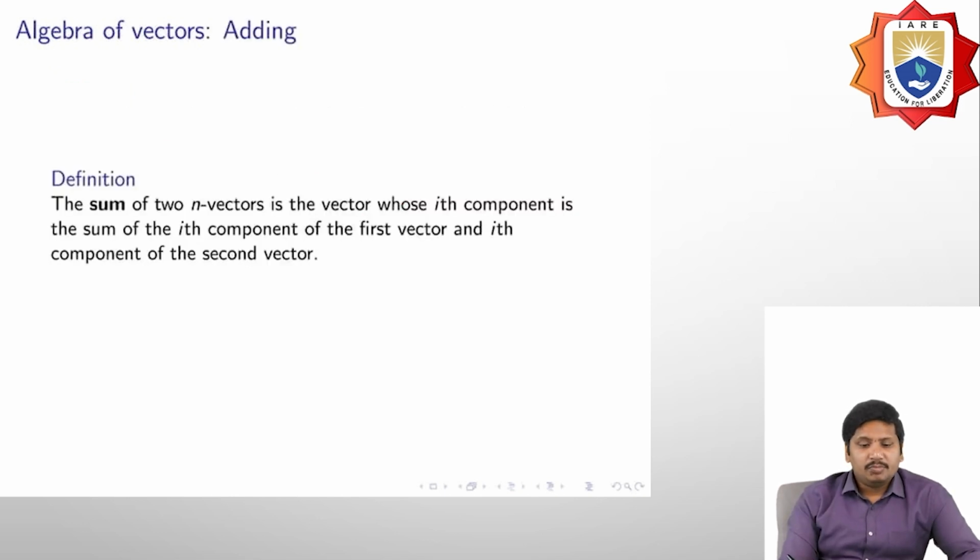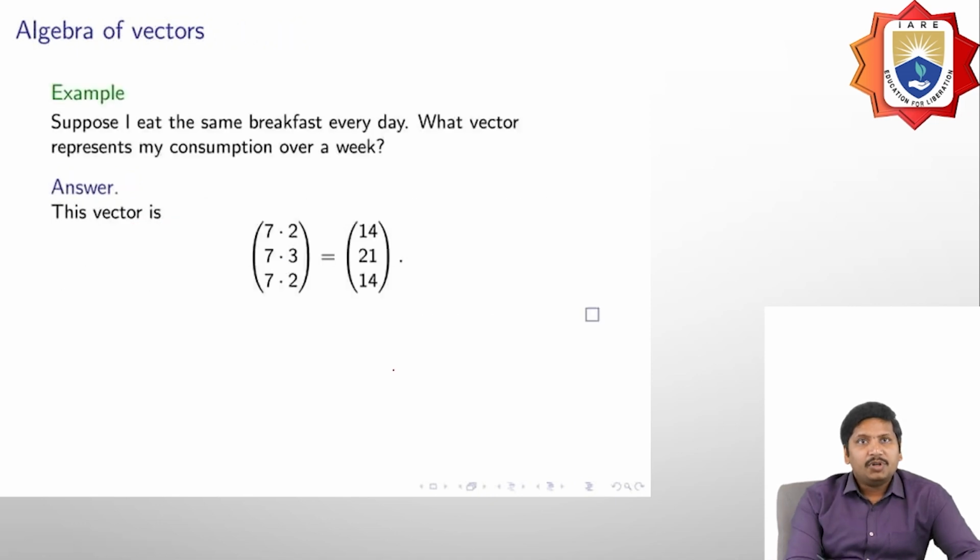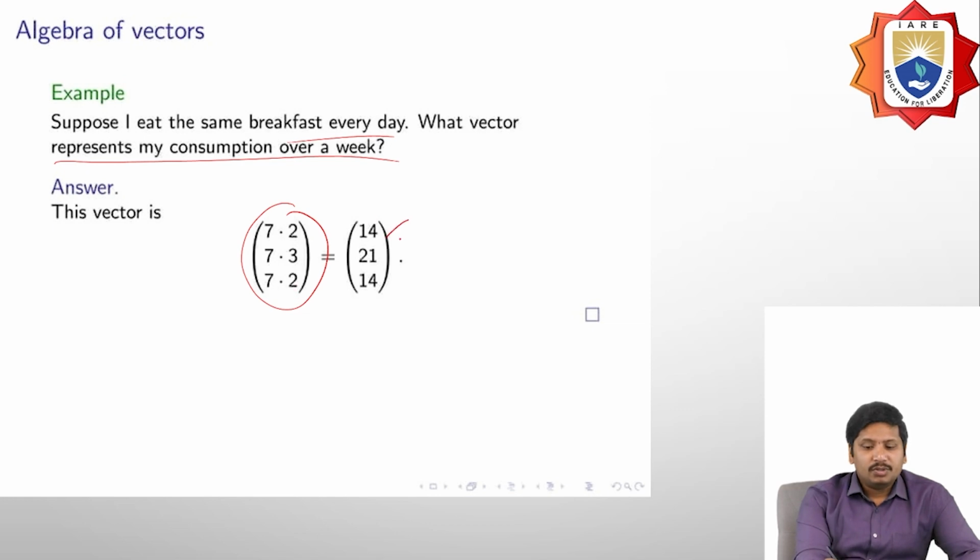And next one, algebra of vectors. That means you can perform addition, subtraction, and so on with vectors. Suppose the sum of two n vectors is a vector whose ith element is the sum of the corresponding ith elements of the first and second vectors. For example, suppose I eat breakfast every day. What vector represents my consumption over the week? For this the vector is 7, 2, 7, 3, 7, 2. So the value should be this.